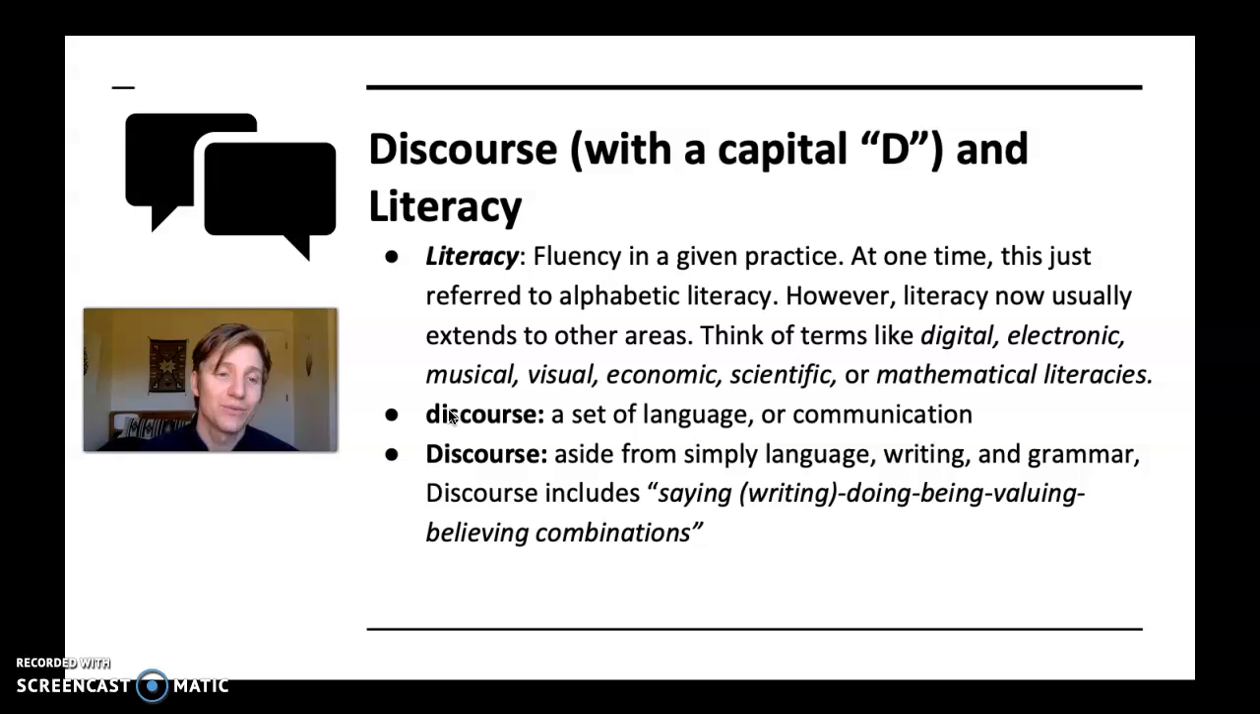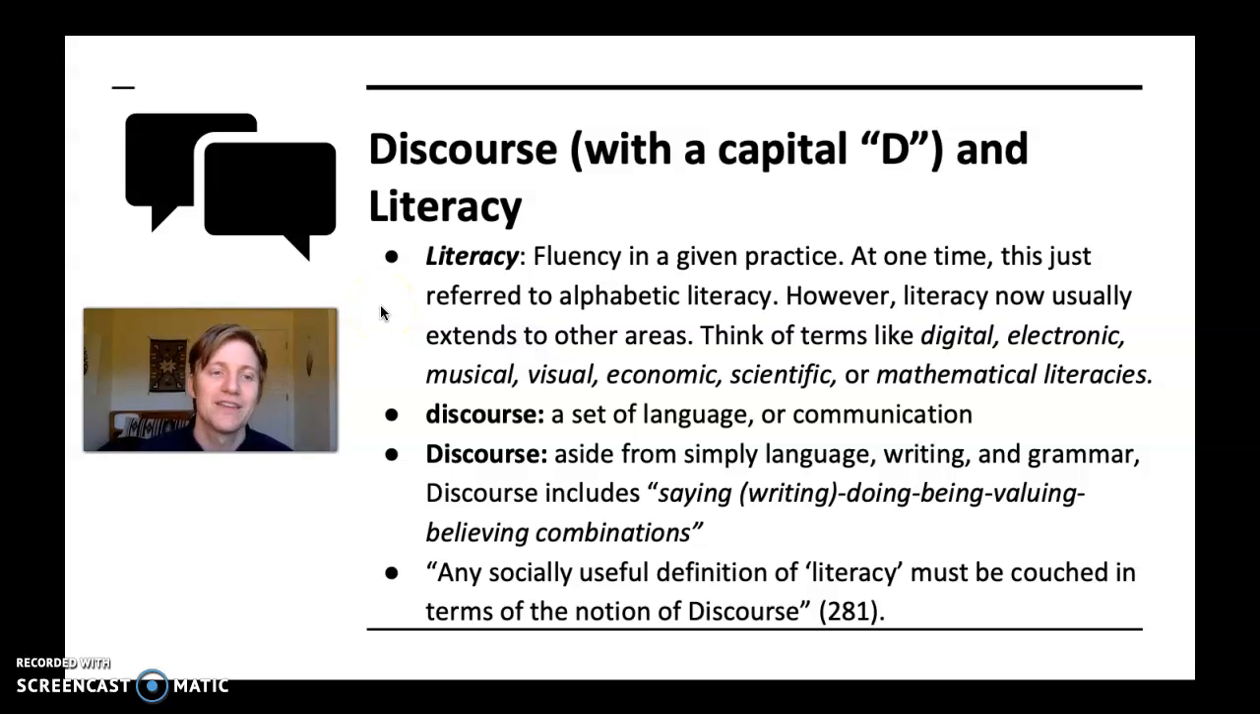G goes on to say, no, that's not all of it. We can't simply talk about language without talking about the social aspect that it entails. Aside from simply language, writing, and especially aside from simply grammar, discourse with a capital D includes, as G says, saying, writing, doing, being, valuing, believing combinations. He uses that really helpful phrase: a discourse is an identity kit. It's a collection of what forms one's identity.